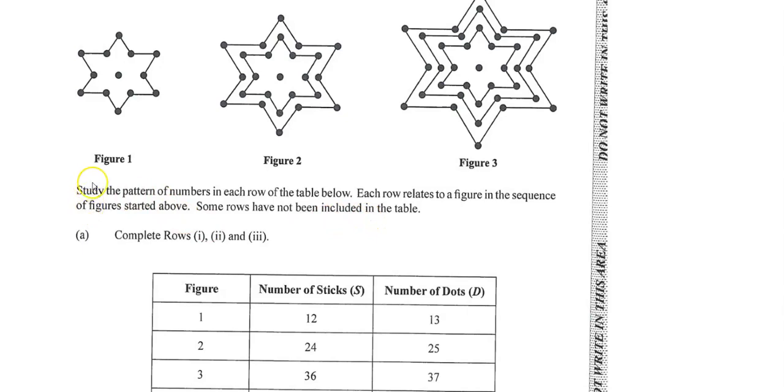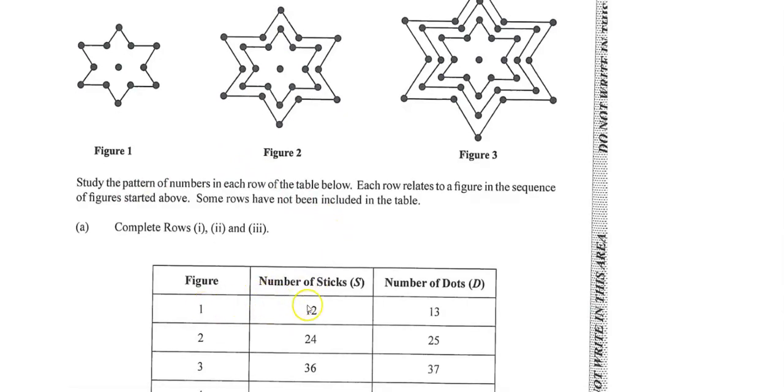Study the pattern of numbers in each row of the table below. We have figure 1 and the number of sticks and the number of dots in each row. For figure 1, they input information for you: 12 sticks and 13 dots. Let's check that. Number of sticks, it says 12, so let's count them: 1, 2, 3, 4, 5, 6, 7, 8, 9, 10, 11, 12. That's correct, 12 sticks.